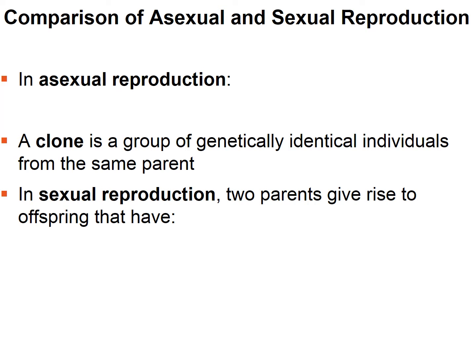In asexual reproduction, a single individual passes all of its genes to offspring without the fusion of gametes. A clone is a group of genetically identical individuals from the same parent. So as a result of asexual reproduction, you get clones of the same initial individual. In sexual reproduction, 2 parents give rise to offspring that have a unique combination of genes inherited from 2 parents. They're going to differ from their parents and from their siblings unless they happen to be identical twins or triplets, etc.